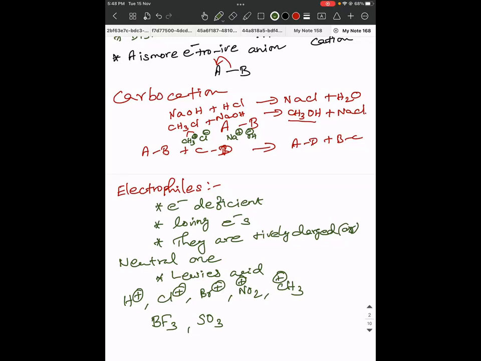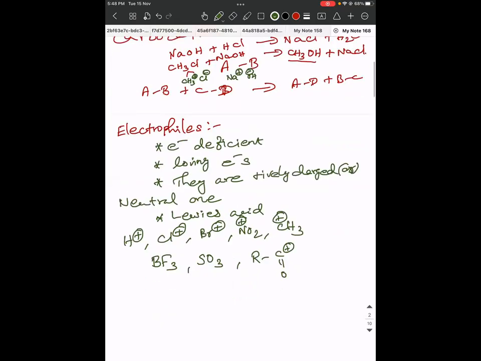Okay, and then RCO plus. Whatever you have with a positive charge, you can say they are electrophiles. Transition metal cations, Fe2 plus, Fe3 plus, whatever positive charge you get, will be an electrophile. Whenever we have a positive charge, they are electron deficient.